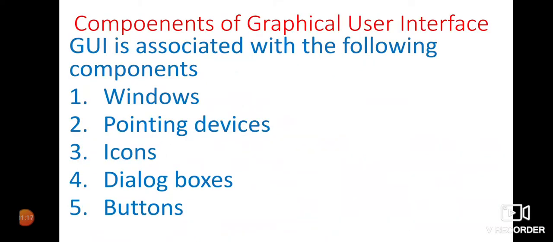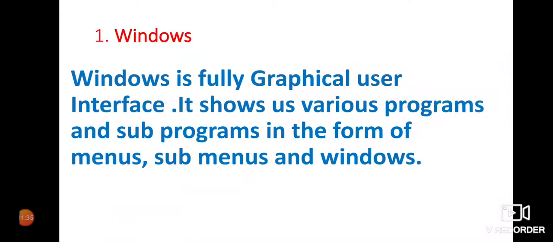Components of graphical user interface. GUI is associated with the following components: first is windows, second is pointing device, third is icons, fourth is dialog boxes, fifth is buttons.